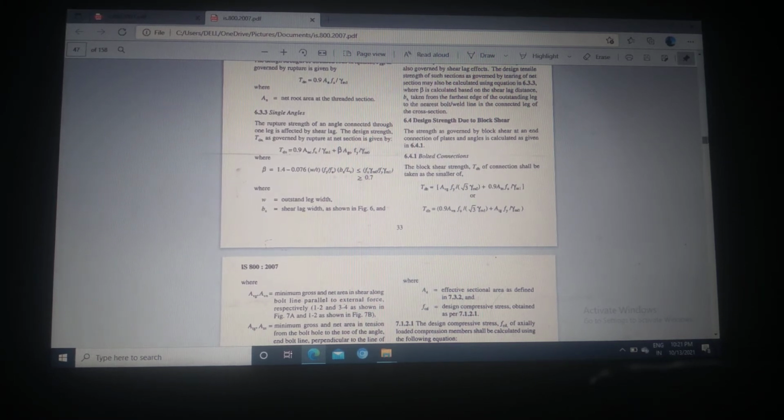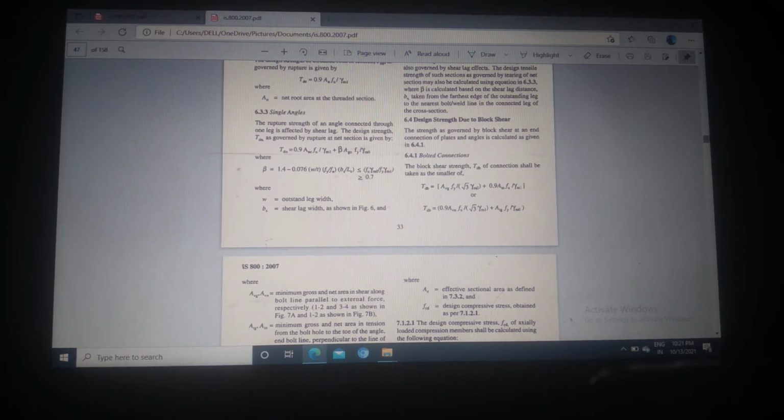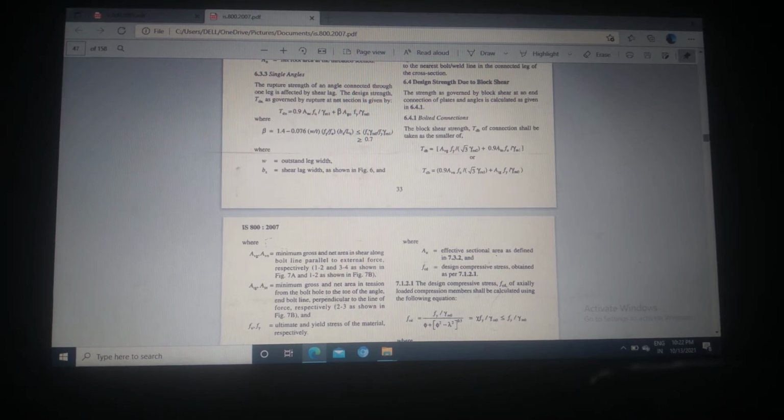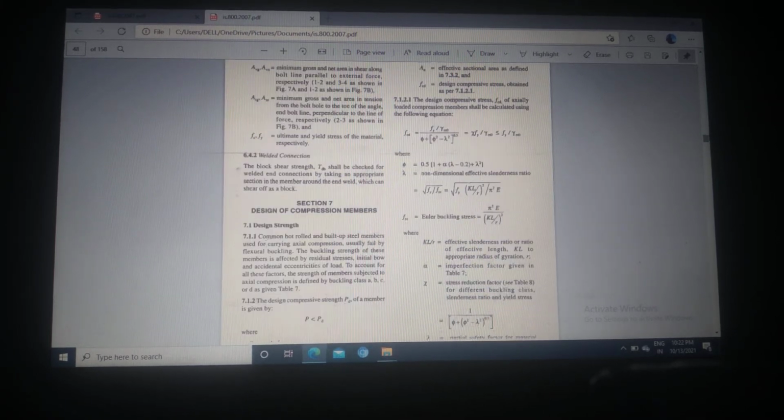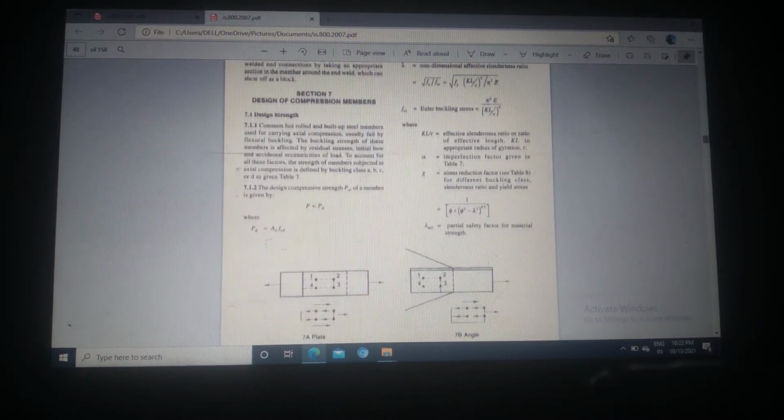And the four most important things here are Avg, Atn, Avn and Atg. These four areas you should know, you should understand how to calculate these, otherwise how will we calculate Tdb1 and Tdb2. Just focus on these four areas. So Avg and Avn are the minimum gross and net area in shear along the bolt line parallel to the external force, that is the tension force. You can see 1 2 3 4 in Figure 7a.